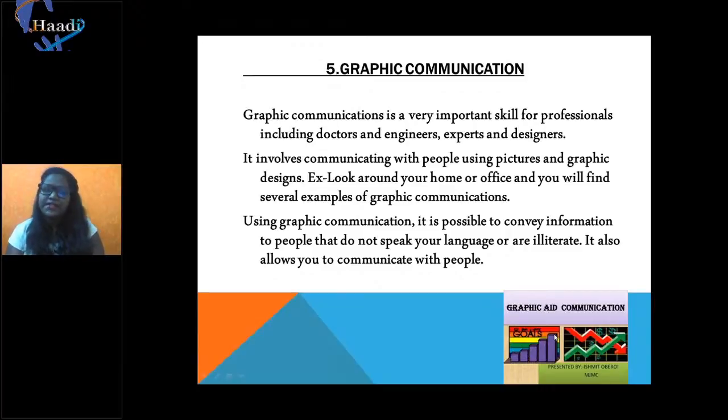You might have seen signboards. Signboards obviously tell literate or illiterate people, or a person who doesn't know the language, but they still see the signboard and get to know it is no entry or a stop signal. So it is all communication. We get communicated by graphic communication. We just see the picture and identify what it is exactly.